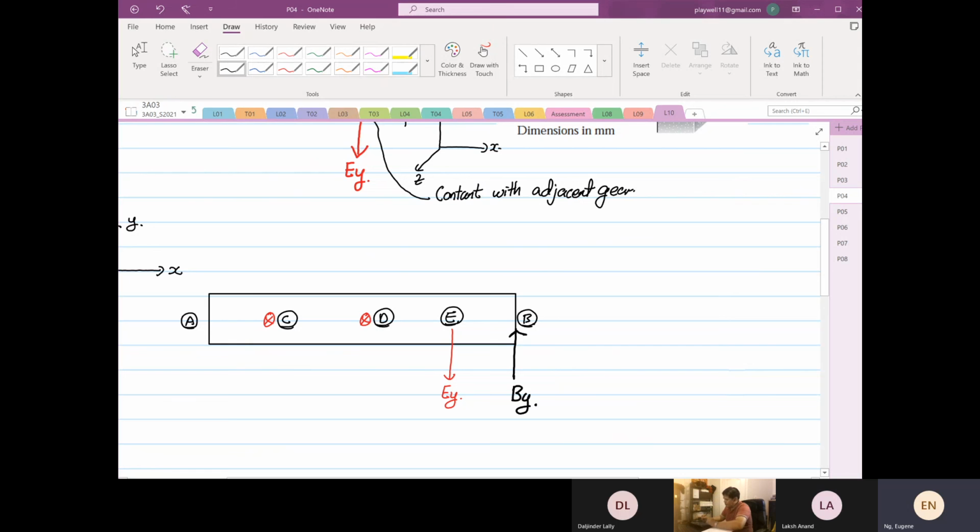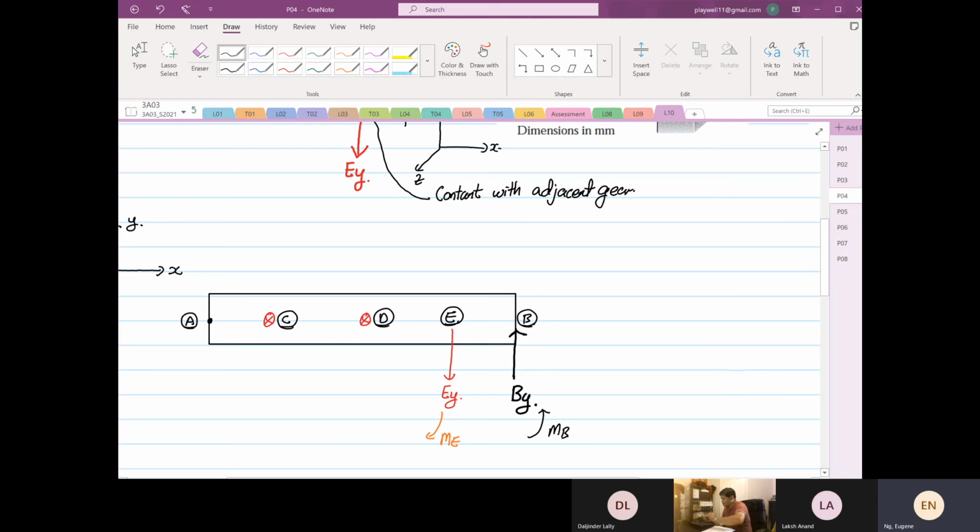Right? So when you take moment about point A, if I'm going to take moment about point A, which I draw a dot now, EY will be generating a moment at point E in this direction. So at point B, it has to counter that moment. For it to counter, that's why this arrow is going up, EY.